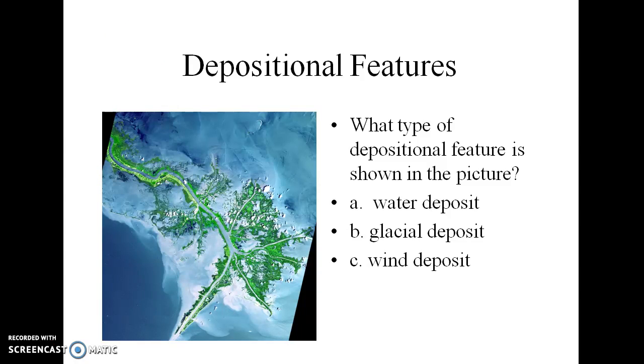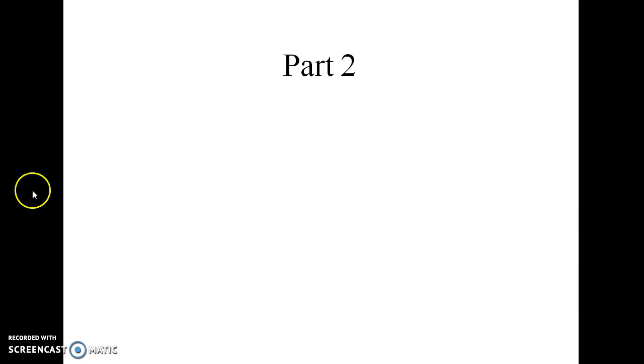It'll be in black and white. If it looks like a turkey's foot, that is a delta, and this is when a river flows into a larger body of water, such as an ocean, and deposition occurs after the erosional force loses its ability to carry the sediment. Okay, so this right here, of course, is a water deposit. We will go to part 2 next.